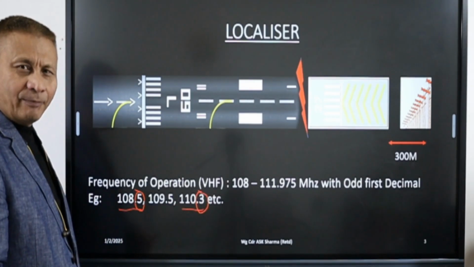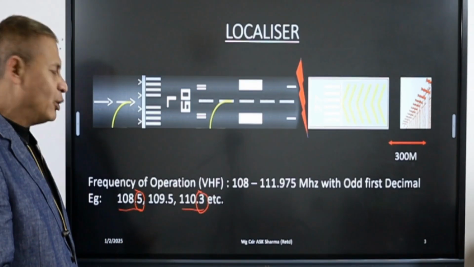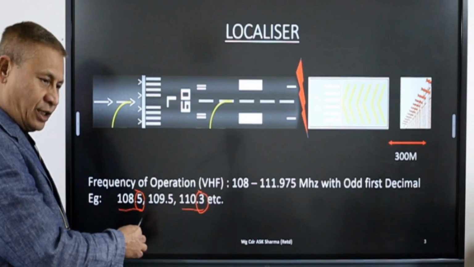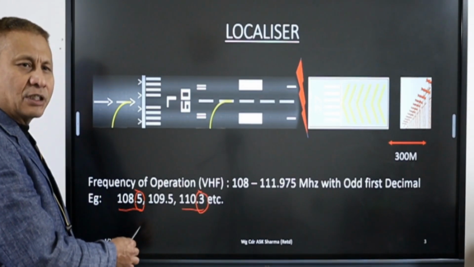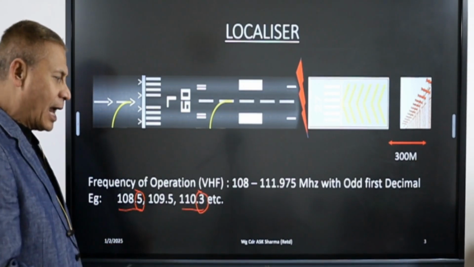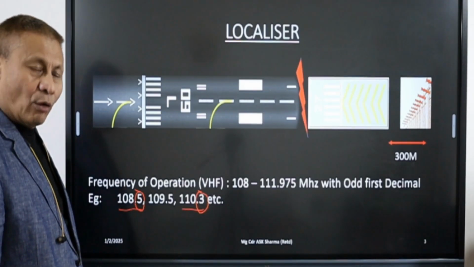If you recollect, this frequency band is shared with a VOR. It would have been a VOR frequency if it were, say, 108.6. That means to say that the first number after the decimal is an even number for a VOR. But for an ILS, the first number after the decimal will always be an odd number.